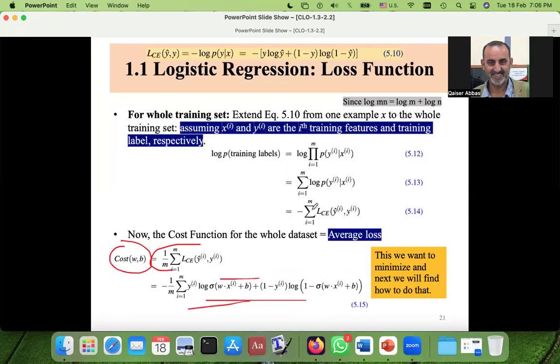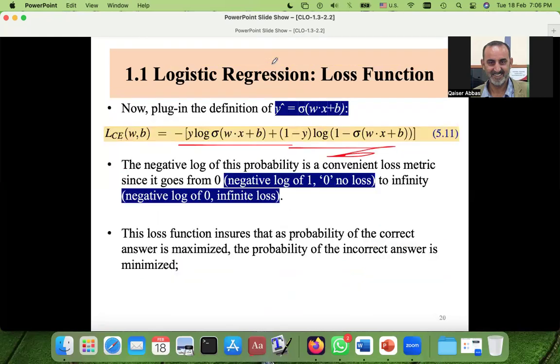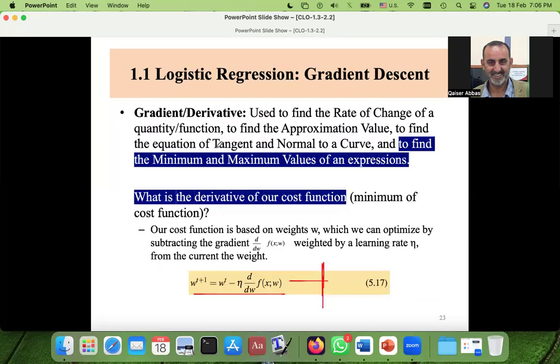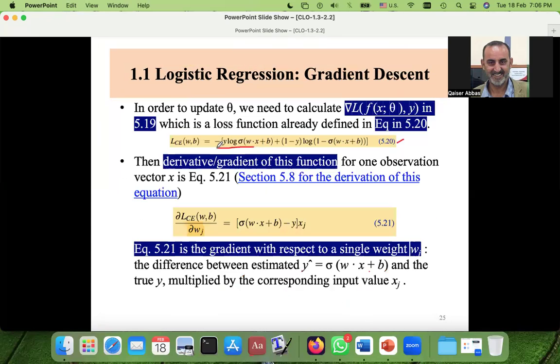This is the average, huh? But this is what I want, or this one, or this one, 5.11. So now we are going to use these equations. We want to update the theta.